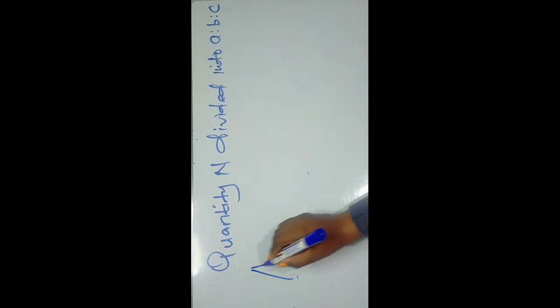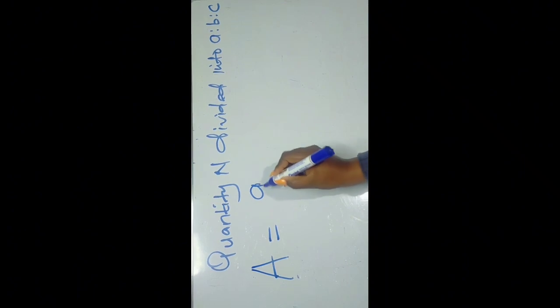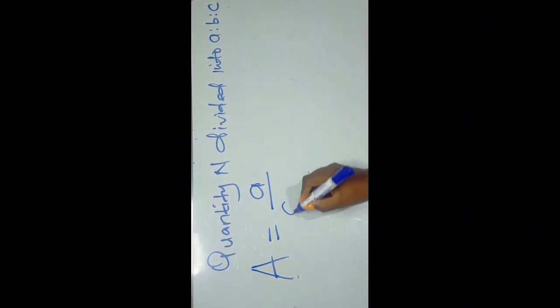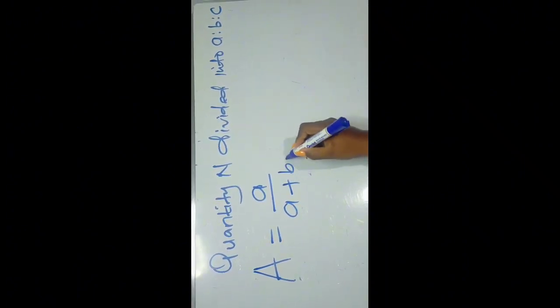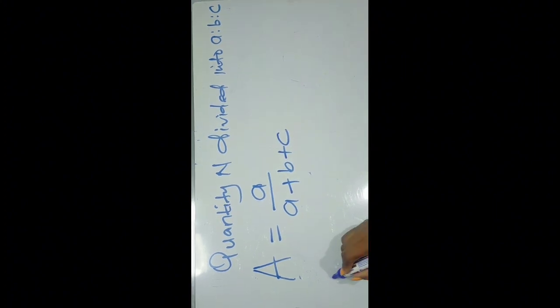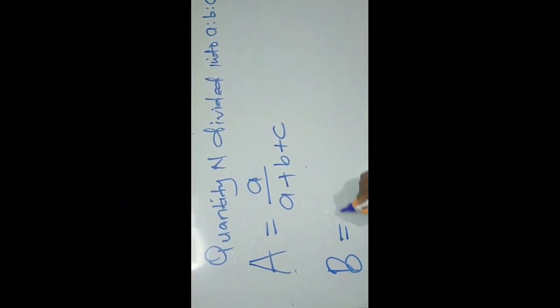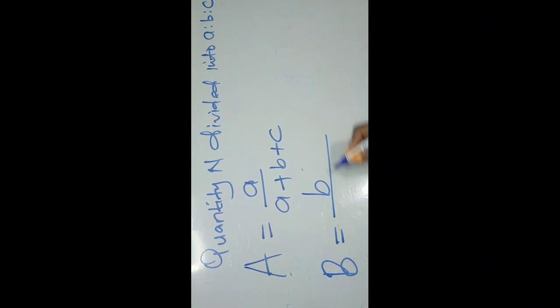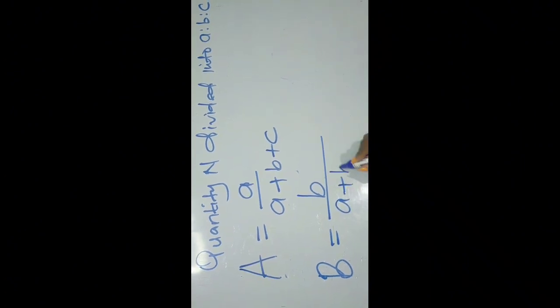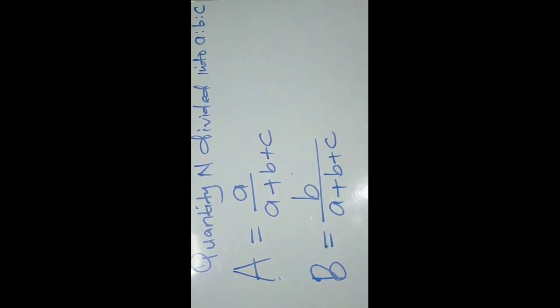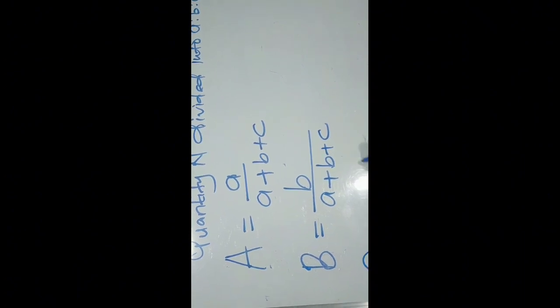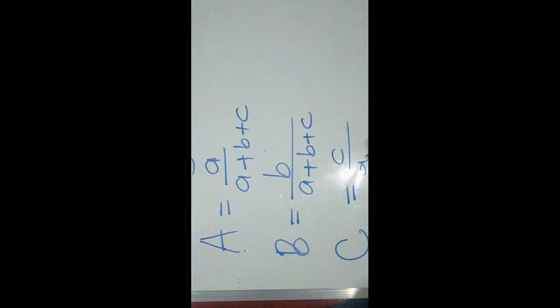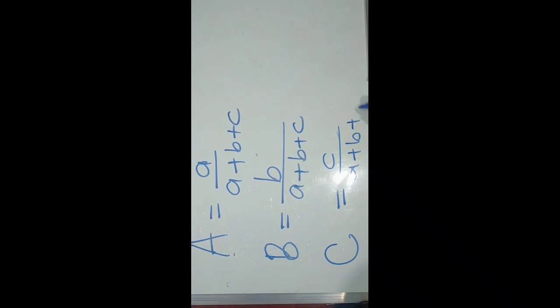So A will be equal to A over the sum of the three, which is A plus B plus C. Then quantity B will be equal to B over A plus B plus C, while quantity C will be equal to C over A plus B plus C.